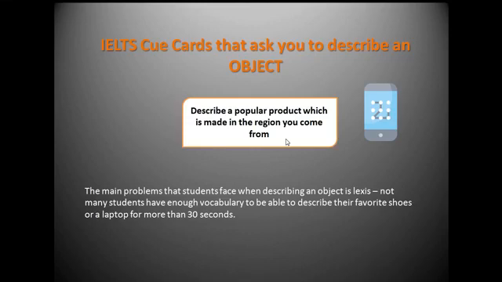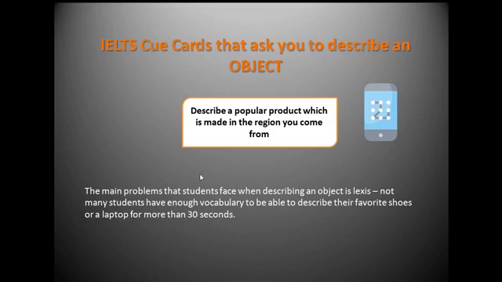Now, what are the problems that students face when describing an object? What is the problem? Lexis, students. Vocabulary. Not many students have enough vocabulary to be able to describe their favorite shoes. That's a product. Describe their favorite shoes or a laptop for more than 30 seconds.